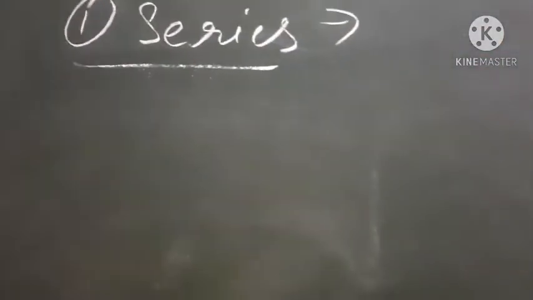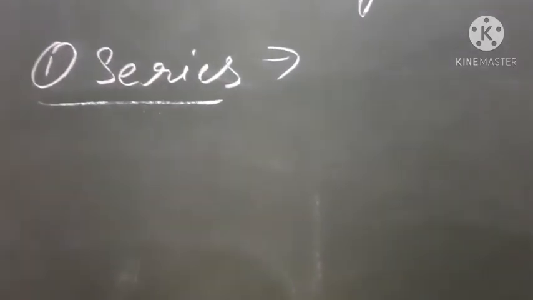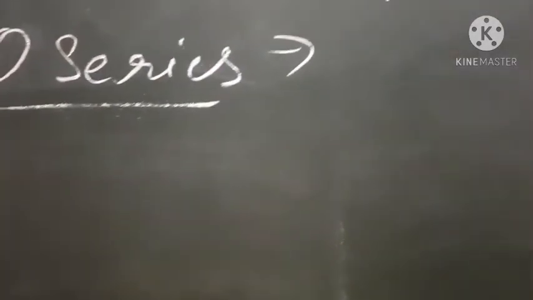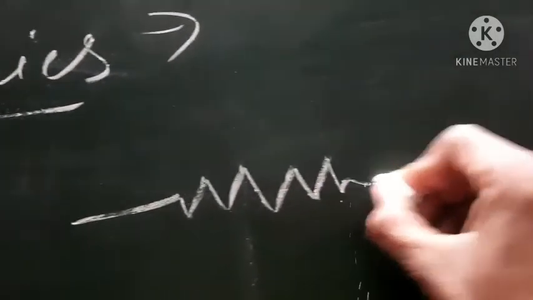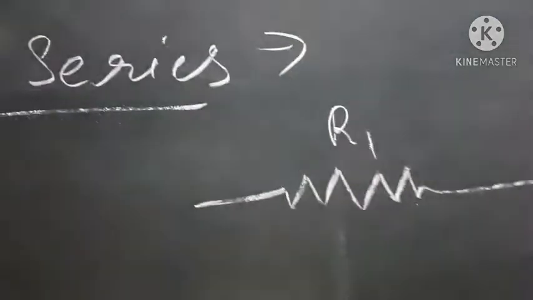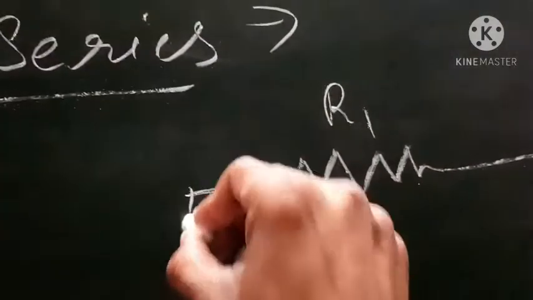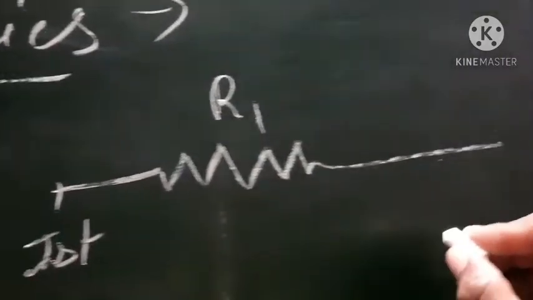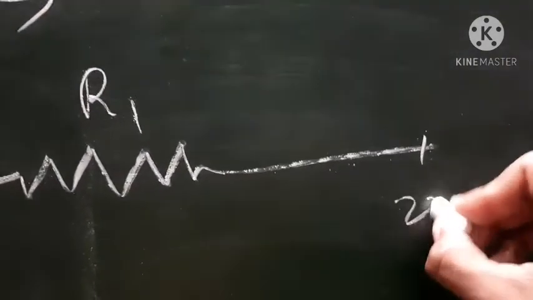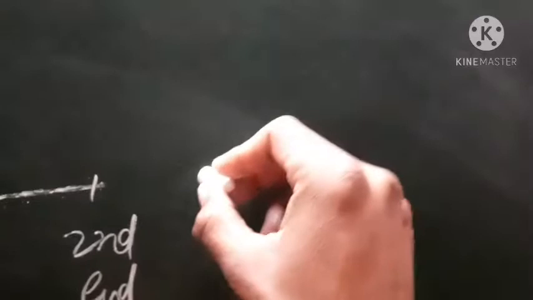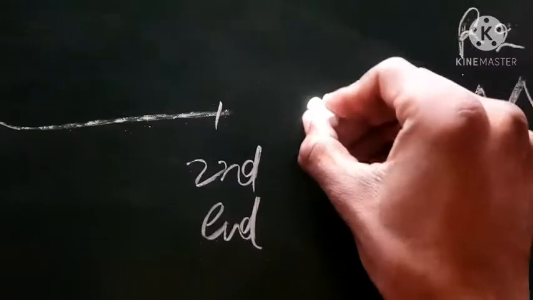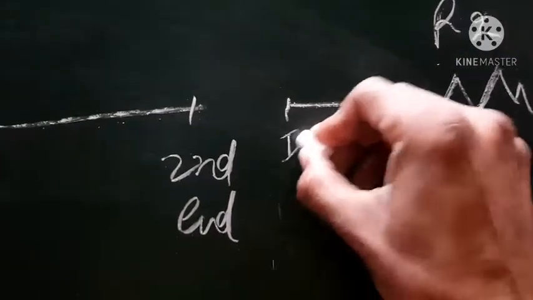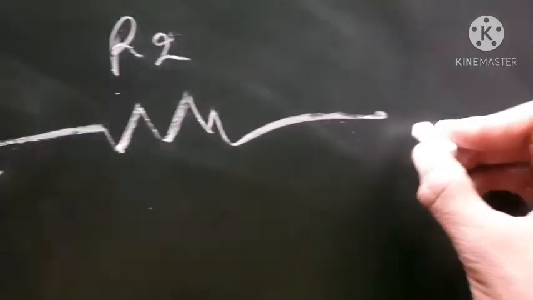In series combination, two resistors are said to be connected in series if the second end of R1. R1 means the resistance number 1. Let this be resistance number 1, R1. It has two ends. This is the first end and this is the second end. And here is another resistor named R2. It also has two ends, first end and second end.